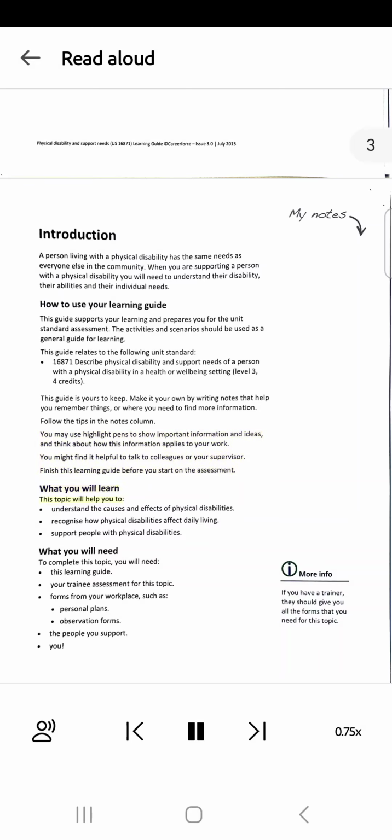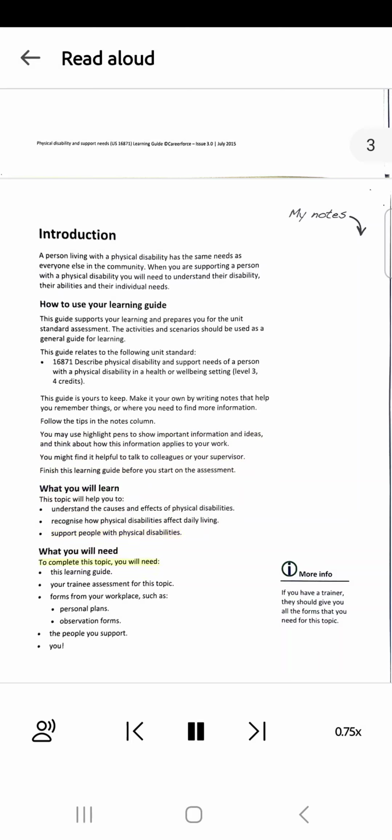What you will learn. This topic will help you to understand the causes and effects of physical disabilities, recognize how physical disabilities affect daily living, and support people with physical disabilities.